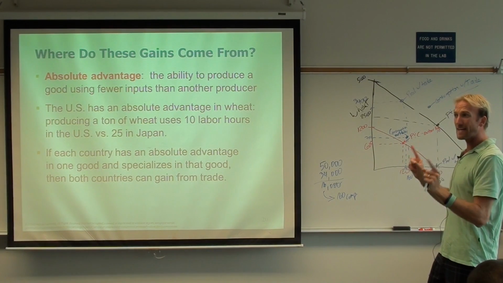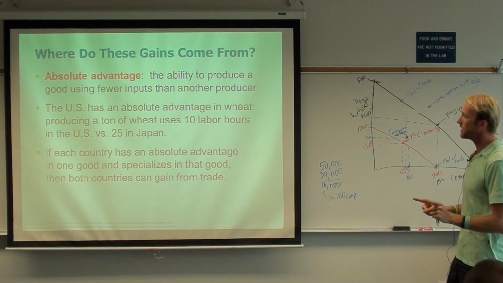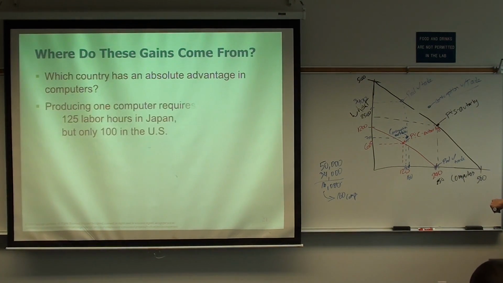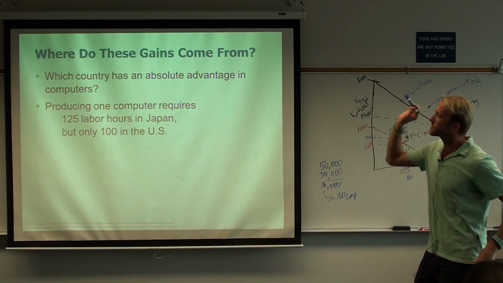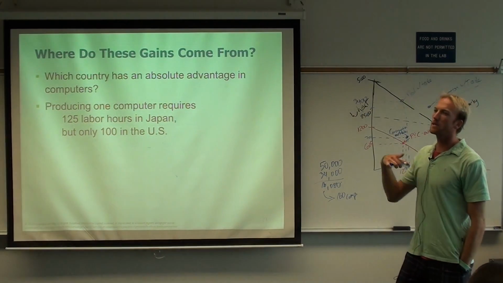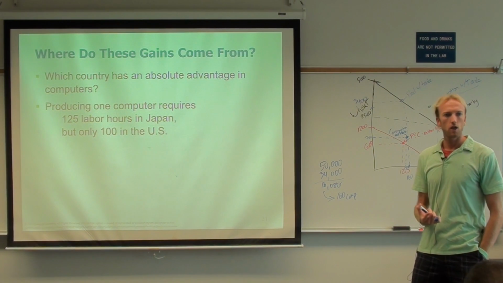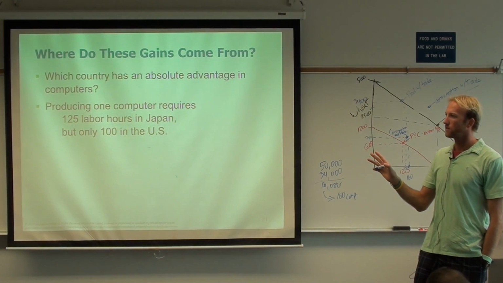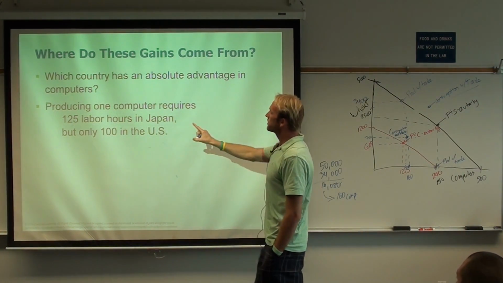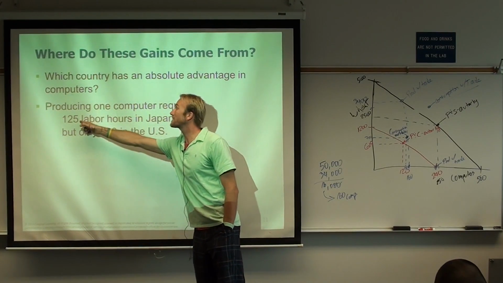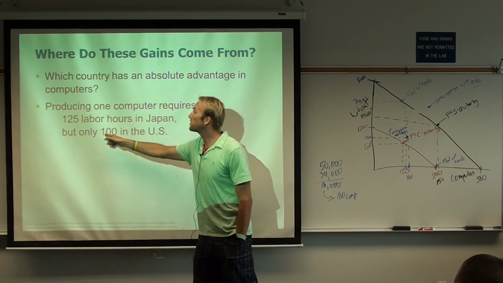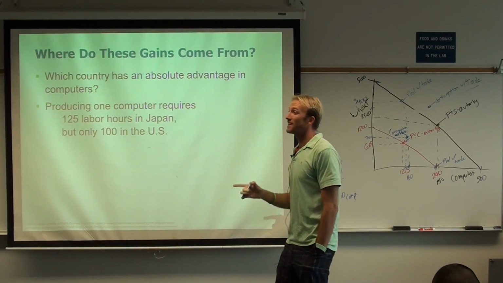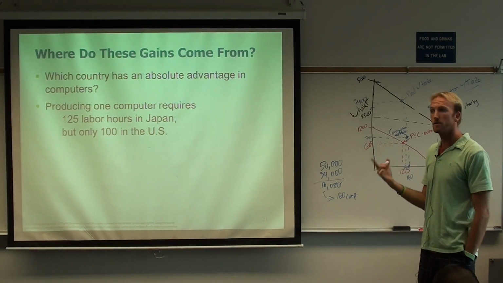Okay? Is that the case in this situation, though? Right? The answer to that is no. Check this out. Who has the absolute advantage in computers? Well, let's look at it. Producing a computer requires 125 labor hours in Japan, but only 100 labor hours in the United States. So who has the absolute advantage in producing computers? Japan. Careful. For just one computer, it takes 125 hours in Japan. But it only takes 100 in the United States. So actually, who has the absolute advantage? Exactly. The United States has the absolute advantage.